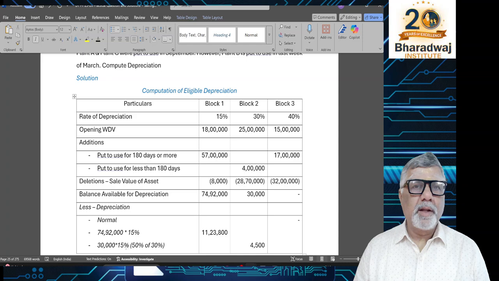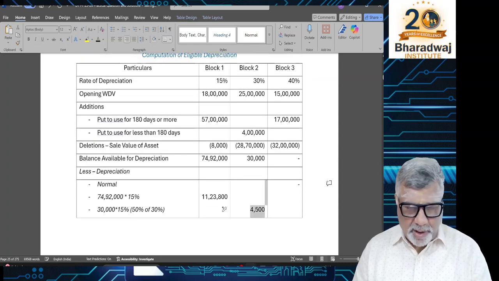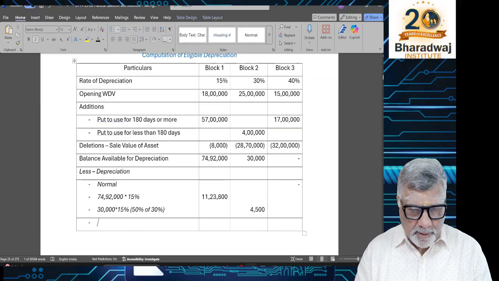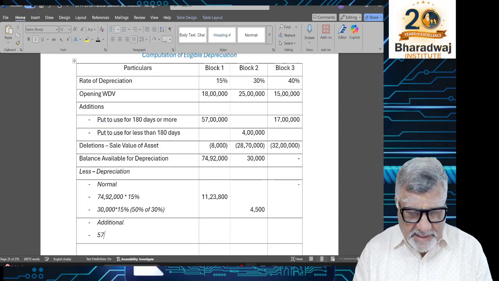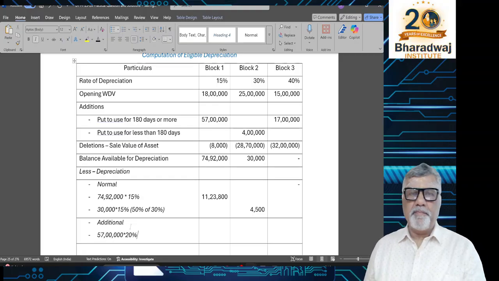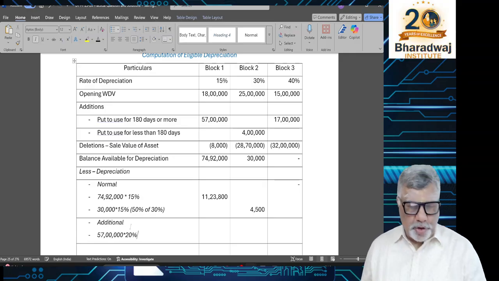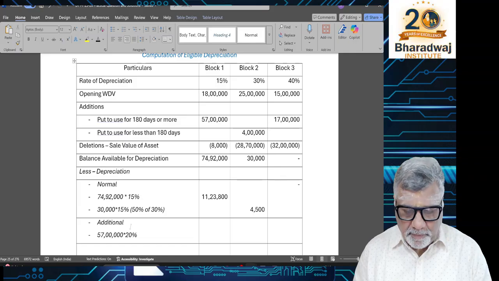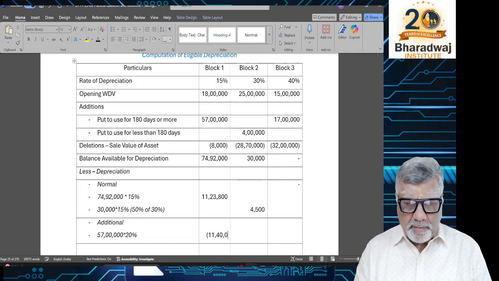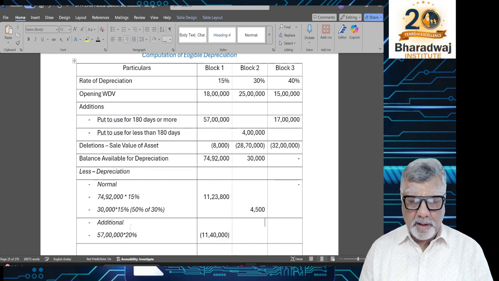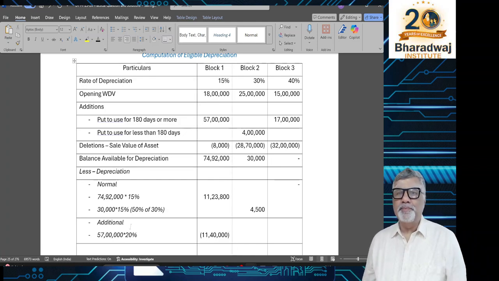And now I want the class to understand this additional depreciation. 57 lakhs into 20%. 57 lakh into 20%. Okay. Sum is 11 lakh 40,000, right? For block 2.